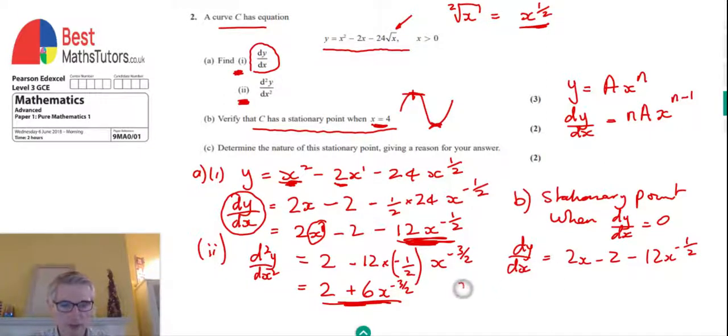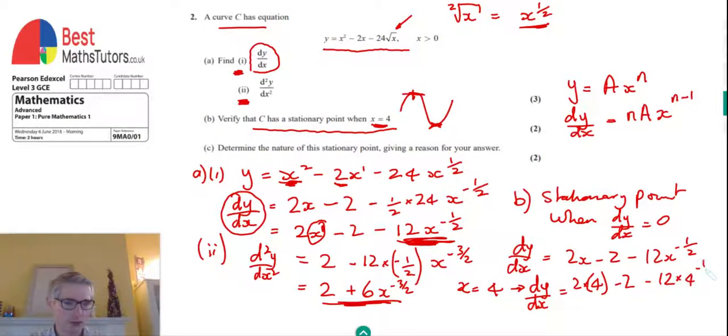So for x equals 4, dy dx is equal to 2 times 4 minus 2. So 4 is what I'm substituting in there. And then minus 12 times 4 to the minus a half.